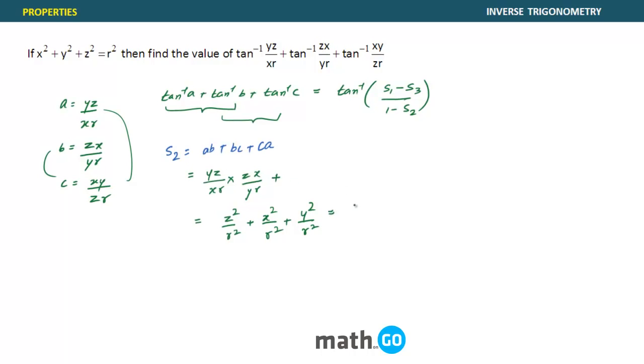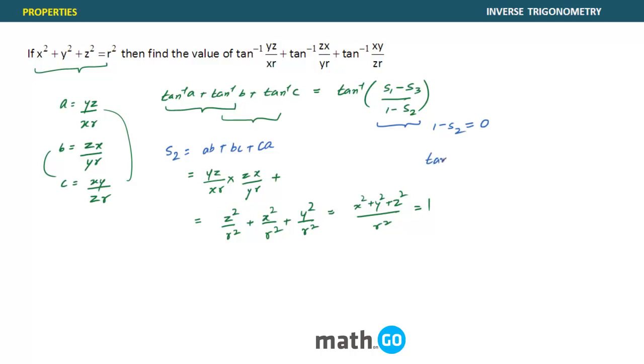And if you see this, what is it? Nothing but x square plus y square plus z square by r square, and it is given to you in the question that x square plus y square plus z square is equal to r square. So this value is nothing but 1. So what is the value of the denominator now? The denominator was 1 minus S2. So since S2 is also 1, this value comes out to be 0.